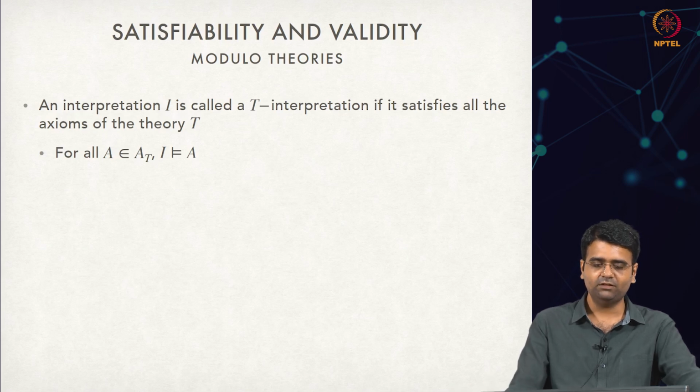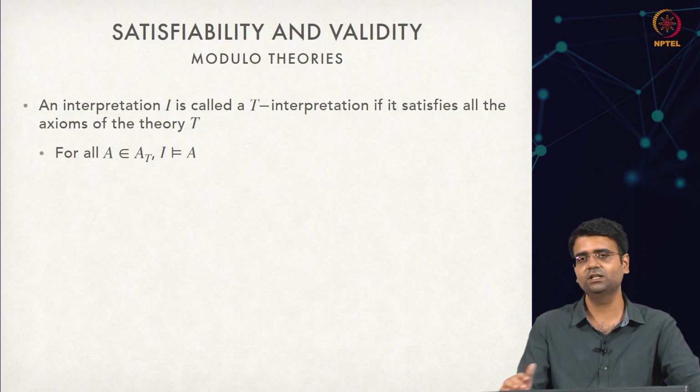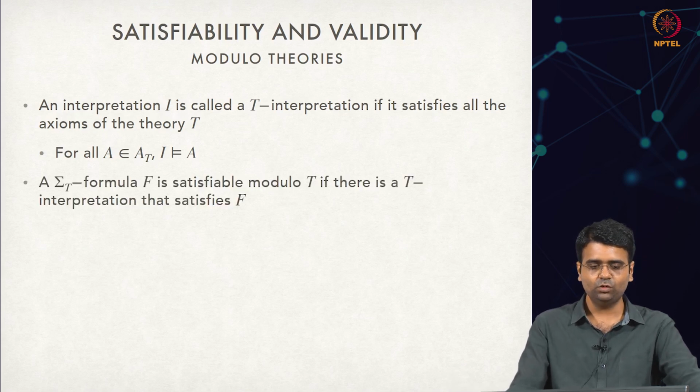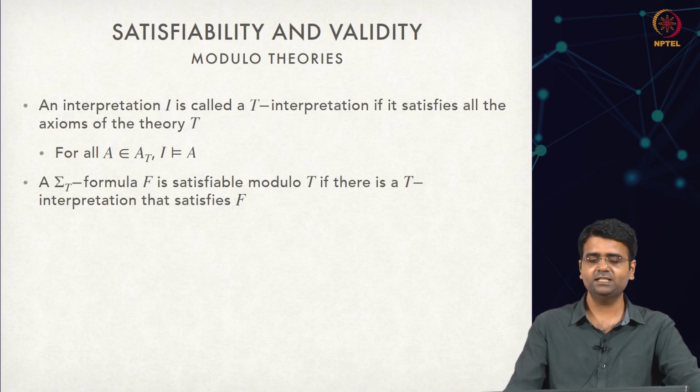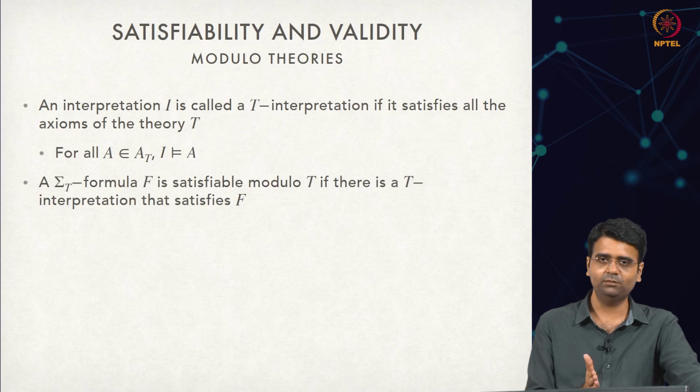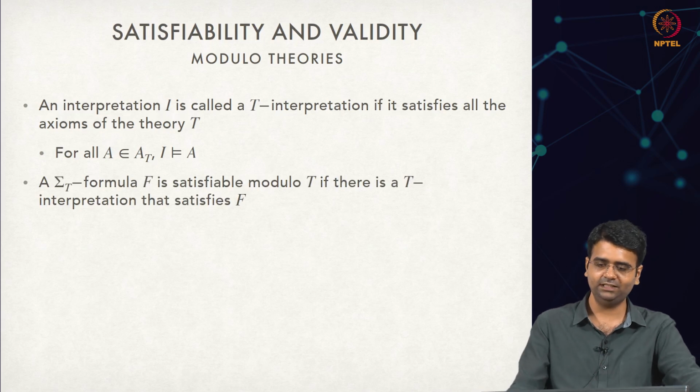So formally this means that if you take the set of axioms A_T, then for every axiom A, I is a model of A, which means that A evaluates to true under I. So we'll only focus now on interpretations which are T interpretations, which means they satisfy the axioms of the theory. Okay. So now given some sigma T formula F, we say that this formula F is satisfiable modulo T, if there is a T interpretation that satisfies F.